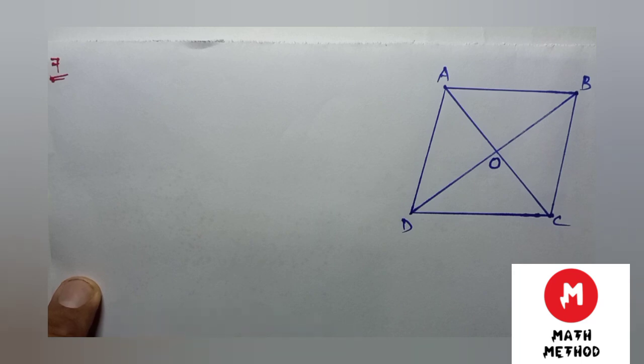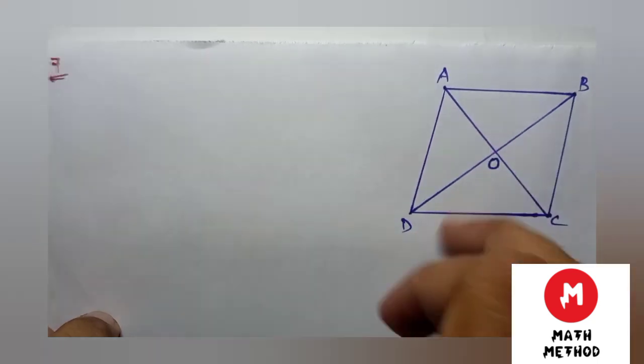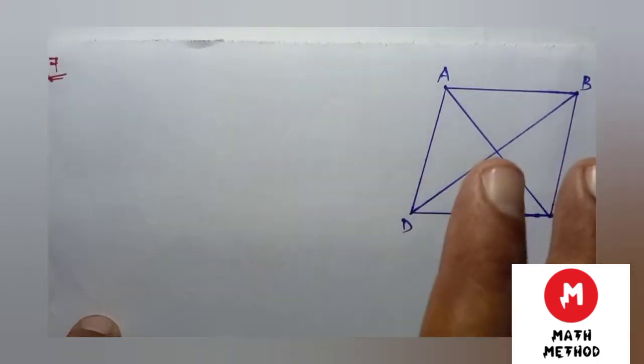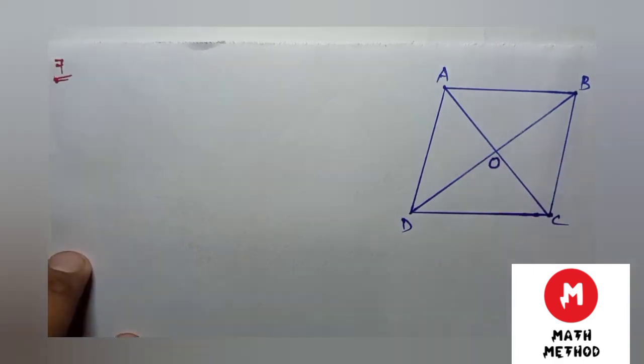So we have to prove the sum of the squares of the sides of a rhombus is equal to the sum of squares of its diagonals. Here AC and BD are diagonals, and AB, BC, CD and DA are its equal sides. Both the diagonals of the rhombus ABCD intersect at O.